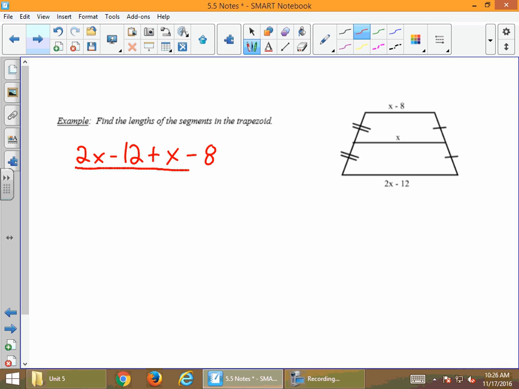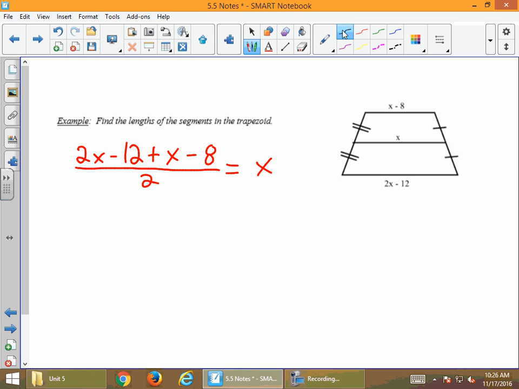All of this is going to be divided by what? Or over what number? 2. And they always equal the mid-segment. And the mid-segment is x. Good. That's our equation. Looks crazy, but it's not crazy.